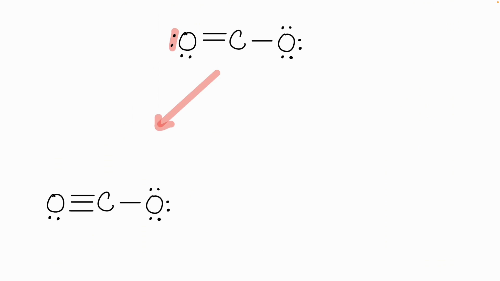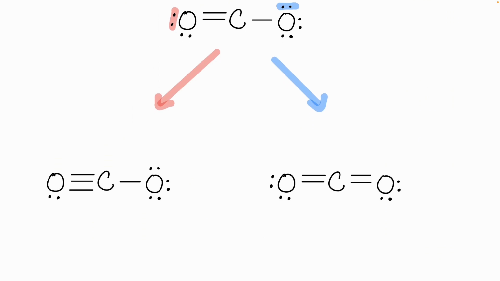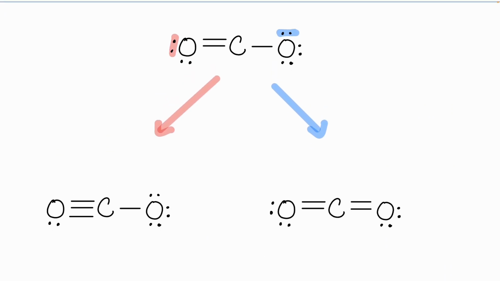Or I could jump to the other oxygen. I could take a pair of electrons from there and bring that down, giving me carbon-oxygen double bonds on both sides of this molecule. Okay? Now, from an octet rule standpoint, both of these structures are equivalent. My oxygens have a complete octet, my carbons have a complete octet, so they both seem like they'd be legit based on what we learned last class about our octet rule.